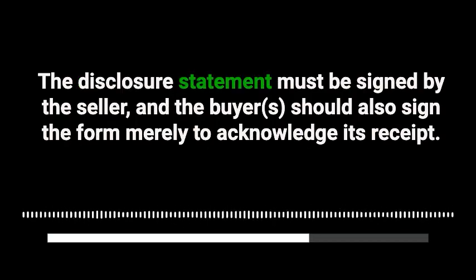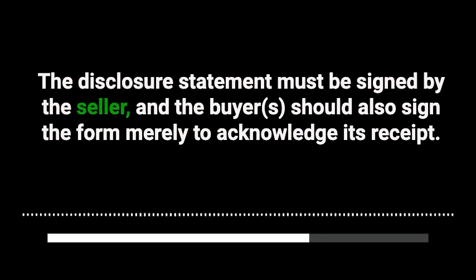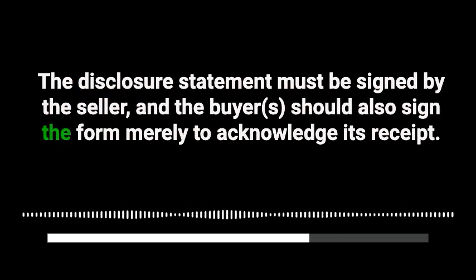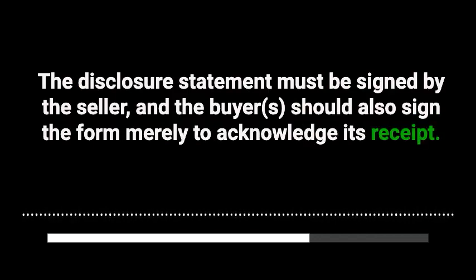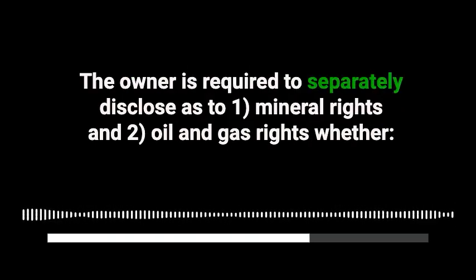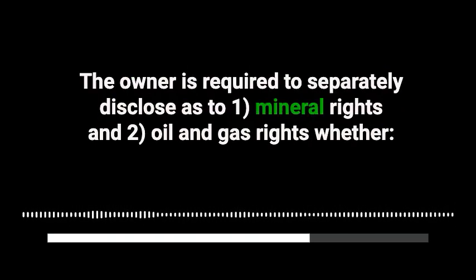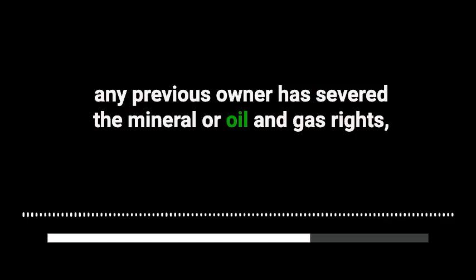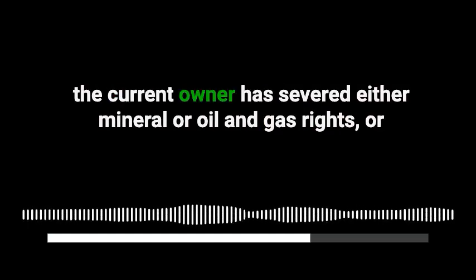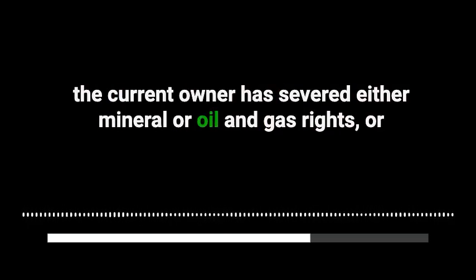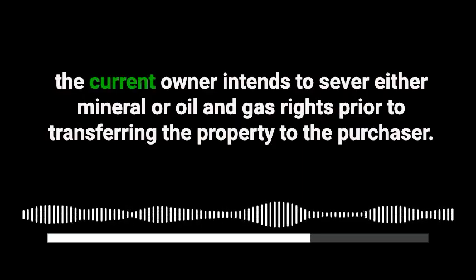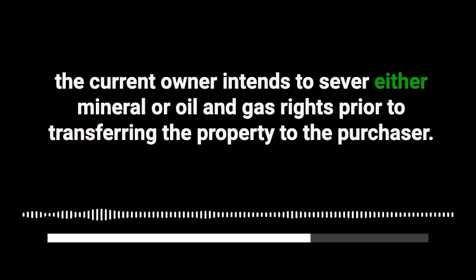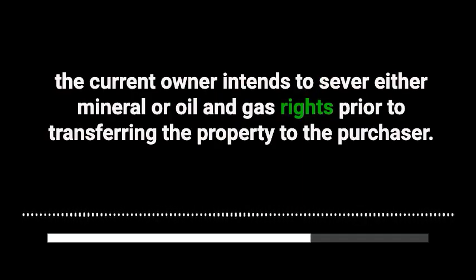The disclosure statement must be signed by the seller, and the buyer should also sign the form merely to acknowledge its receipt. The owner is required to separately disclose as to 1) mineral rights and 2) oil and gas rights whether any previous owner has severed the mineral or oil and gas rights, the current owner has severed either mineral or oil and gas rights, or the current owner intends to sever either mineral or oil and gas rights prior to transferring the property to the purchaser.